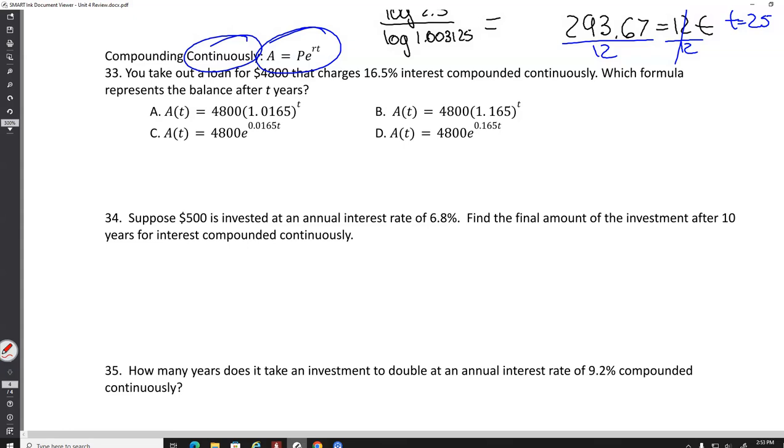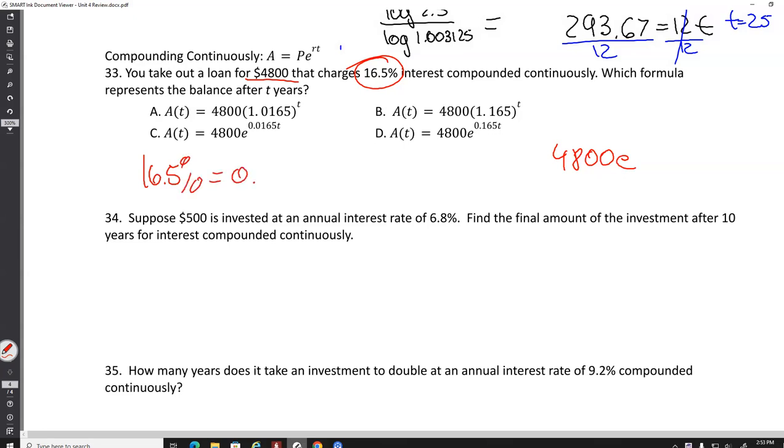The first question is simply saying you take out a loan of $4,800 with charges of 16.5%. So $4,800 is your initial amount. Then there's an E, then there's a rate. Of course, 16.5% is going to be 0.165. So it's going to be raised to a rate of 0.165, and we don't know the time. And this is your A.